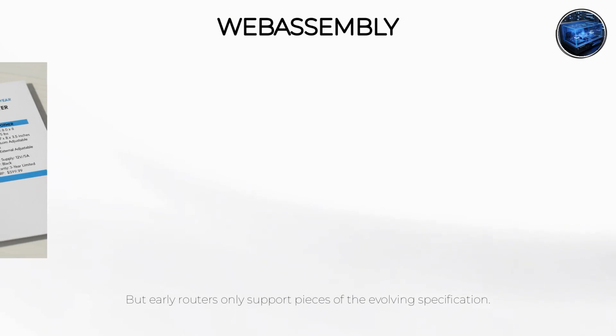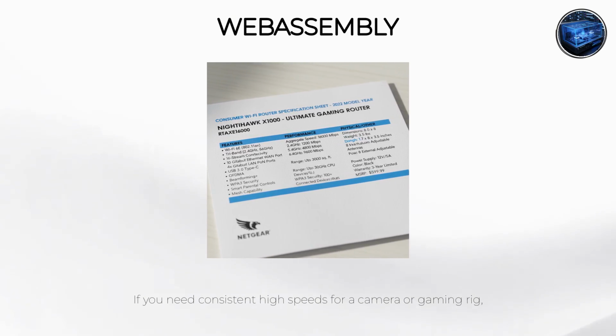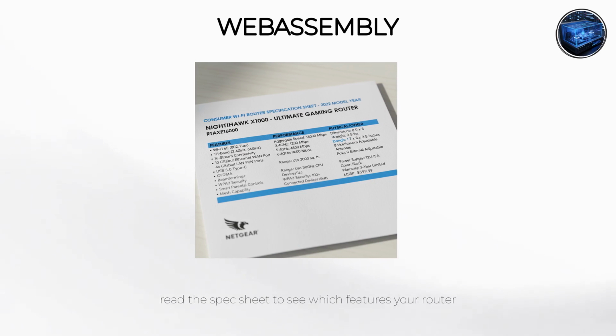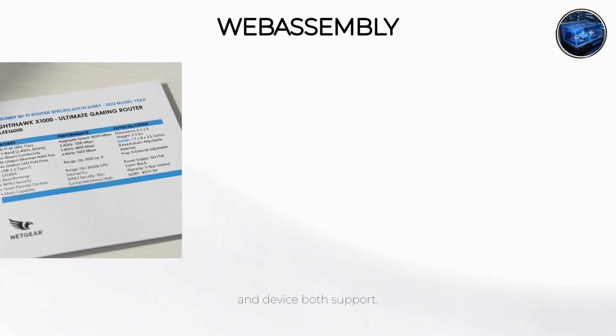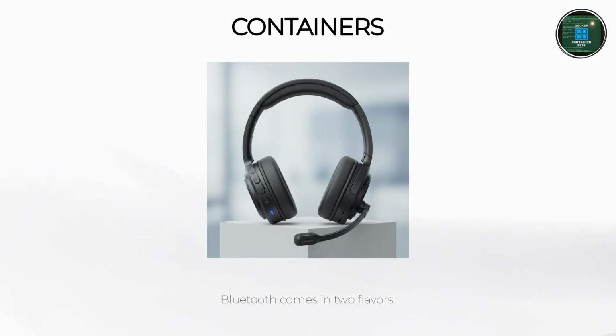But early routers only support pieces of the evolving specification. If you need consistent high speeds for a camera or gaming rig, read the spec sheet to see which features your router and device both support. Bluetooth comes in two flavors. Classic Bluetooth streams audio and supports profiles like A2DP for stereo speakers and HSP for headsets.